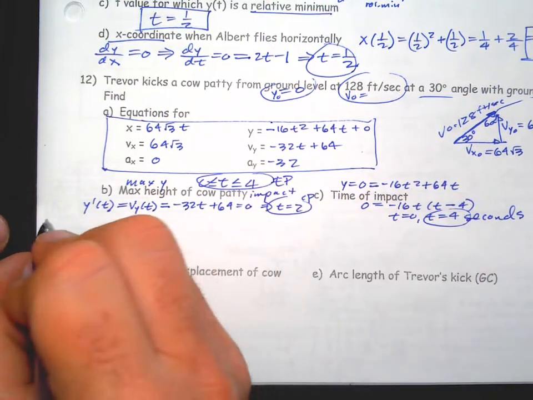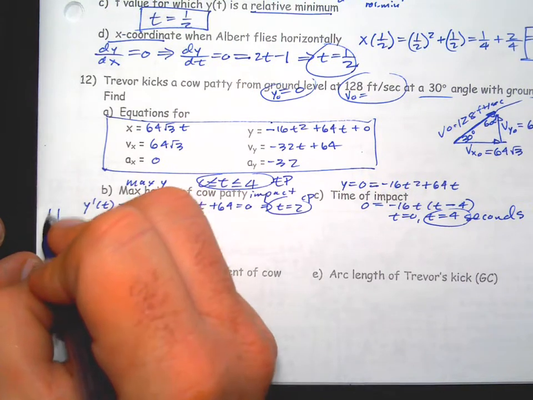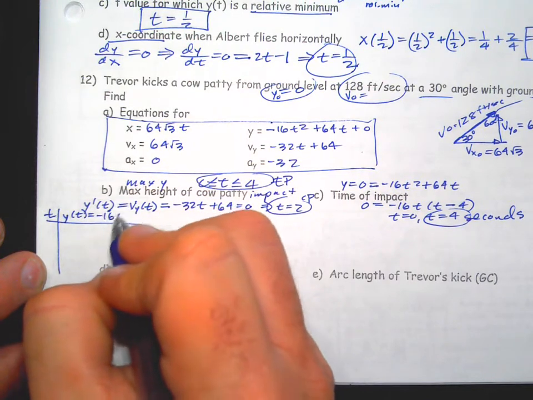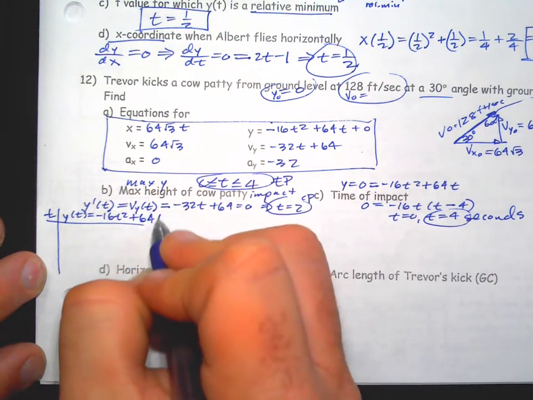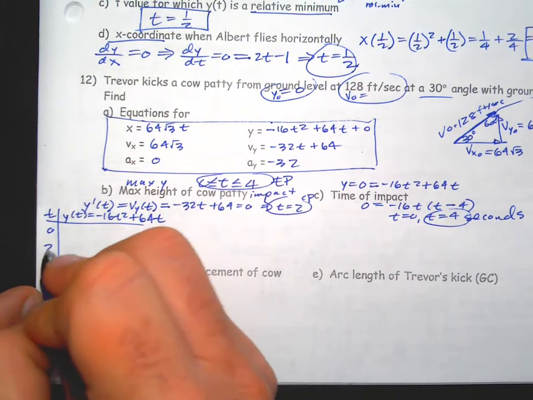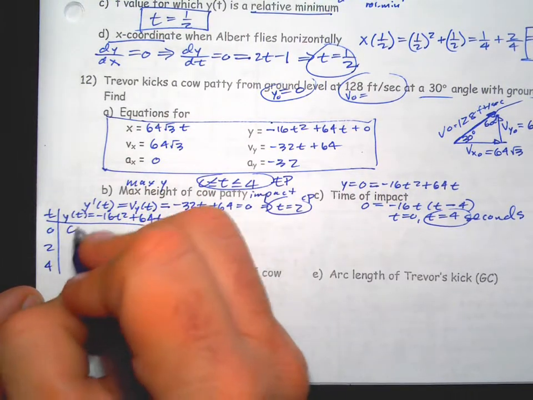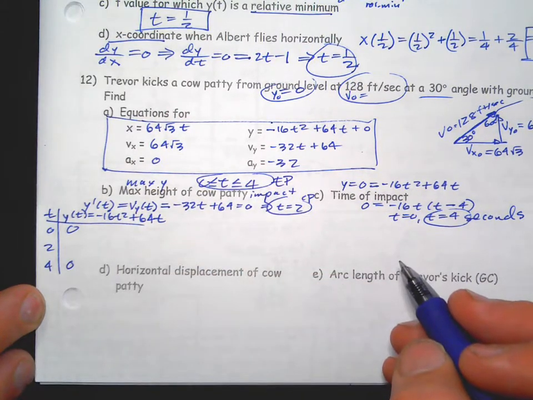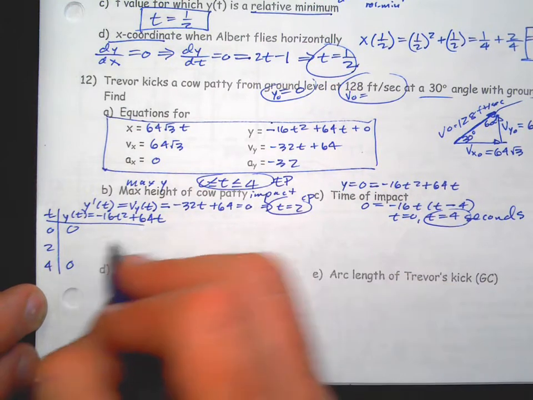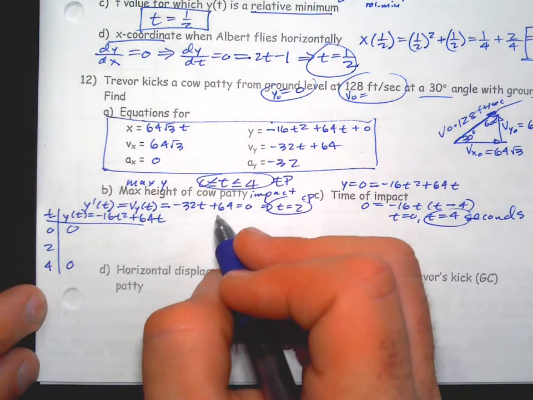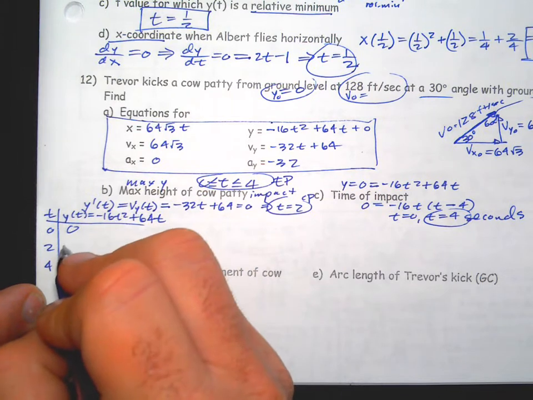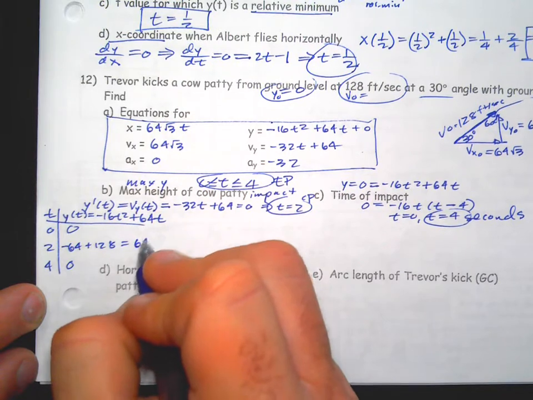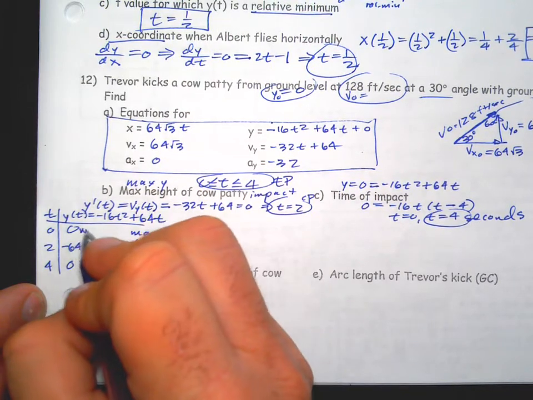So we're going to make a table, plug time in to y, plug 0 in, 2 in, and 4. Now 0 gives us 0, no surprise, initial height is 0. 4 gives us 0, no surprise because that's how we found 4. And 2 gives you -64 plus 128, which is 64. So there's your max. These are your mins.